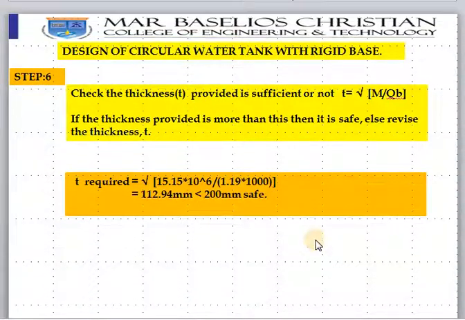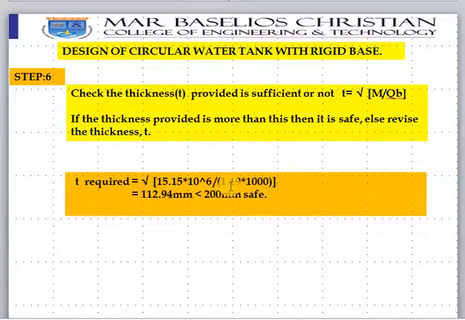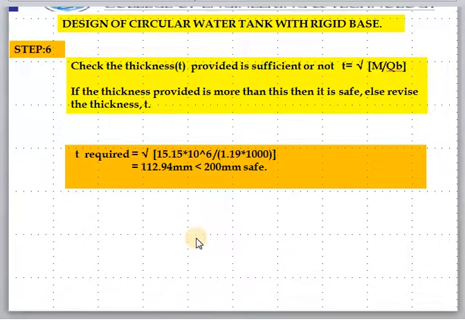The next step is you need to check whether the thickness you provided is sufficient or not. So T is equal to root of M by Qb, because M is equal to Q b d square. Here b is 1000 and d is our thickness. M is already found out, 15.15, divided by Q, 1.19, into 1000. 1000 means 1 meter width, length of the bar. So you will get 112.94 mm. Whatever we have provided is 200 mm, so we are on the safer side. If it is not safe, increase the thickness. Hope it is clear.